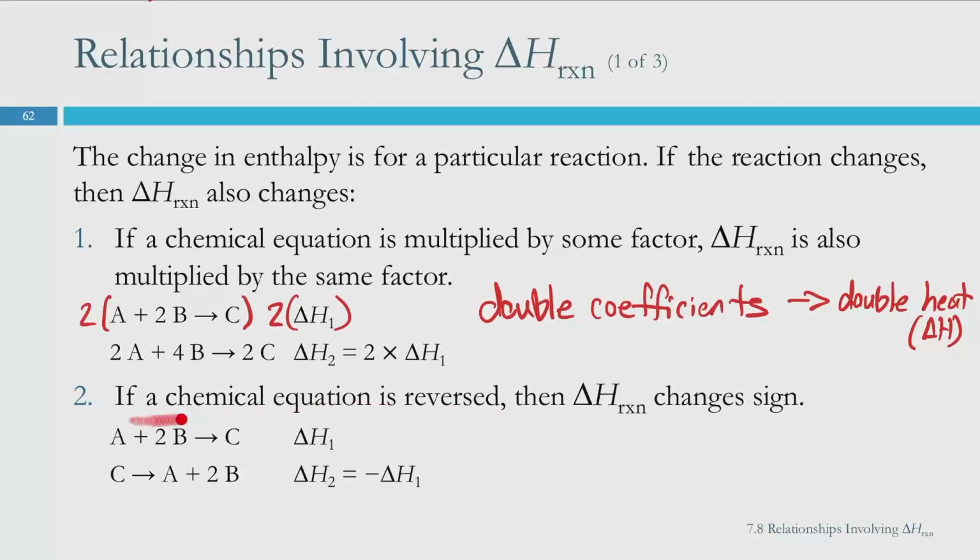If the chemical equation is reversed, then delta H of the reaction changes sign. So if it absorbs heat in the forward direction, in the reverse direction, it releases heat. If burning something releases a bunch of heat, then unburning something would absorb a lot of heat.